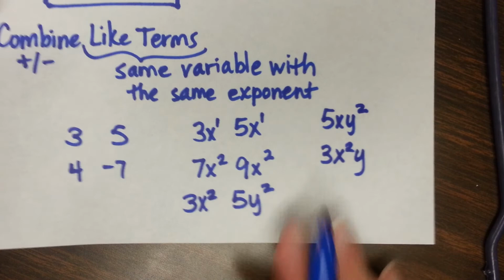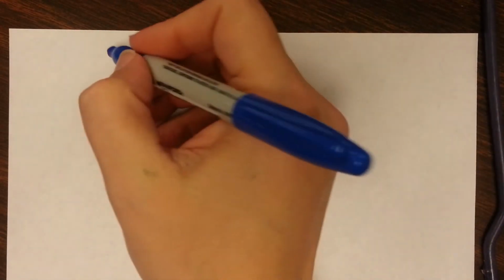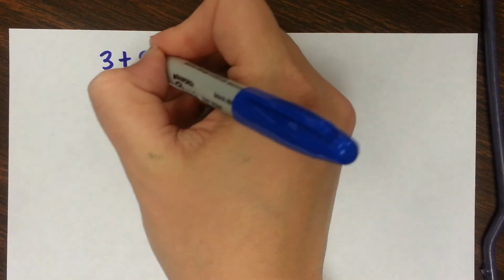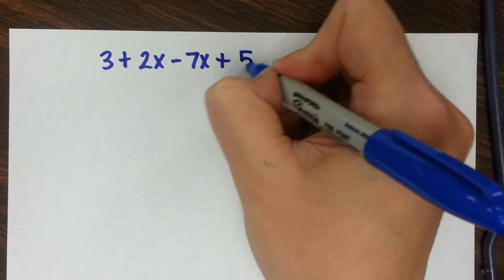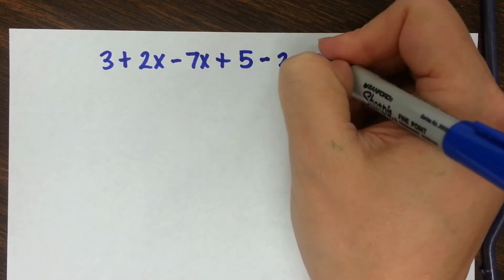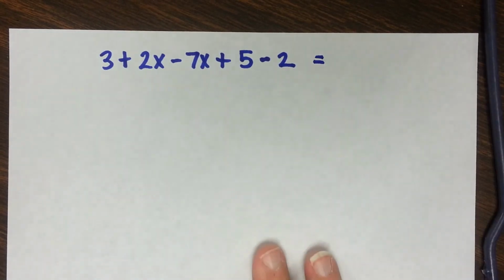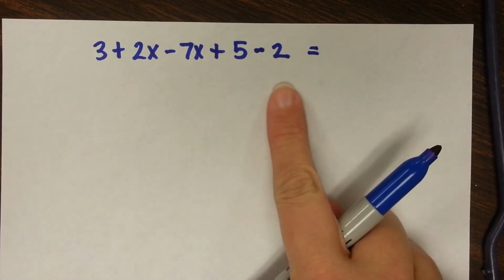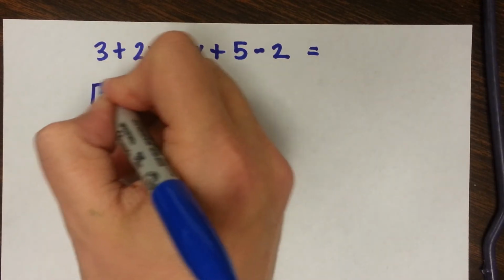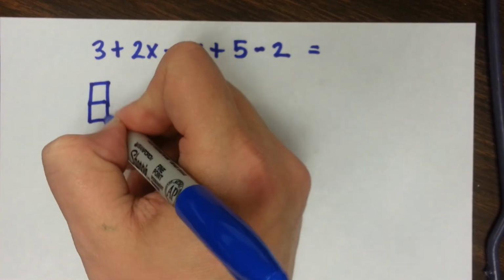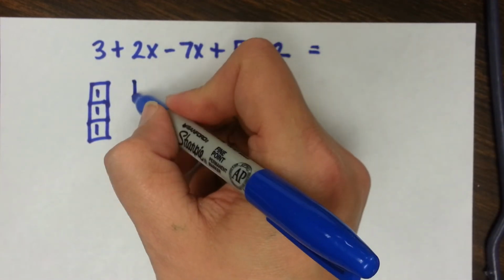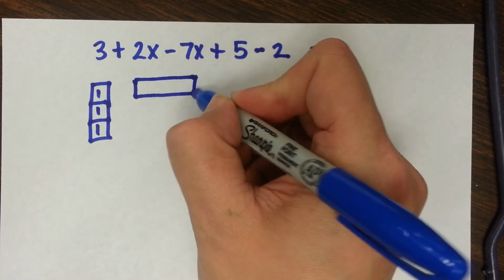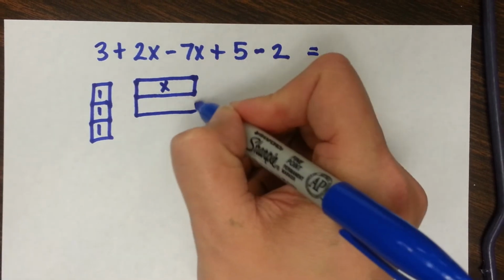So let's see how algebra tiles can help us combine like terms. Say for my first problem, I have 3 plus 2x minus 7x plus 5 minus 2. And I want to know what that's equal to. Well, I could draw these pieces out using my algebra tiles. There's 1, 2, 3. 2 x's, those would look like longer pieces. So there's an x, and there's an x.